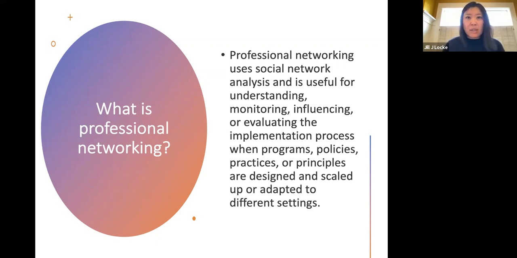Essentially, professional networking uses social network analysis and is useful for understanding, monitoring, influencing, or evaluating the implementation process when programs or policies or practices like the inclusionary practices that you all are using are being designed and scaled up or adapted or adopted into different settings.